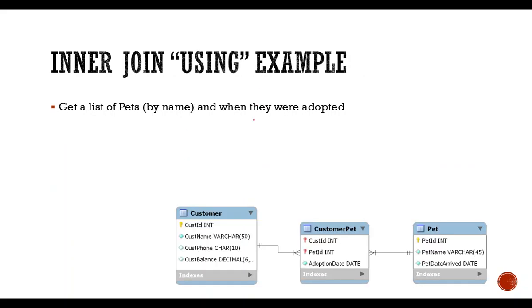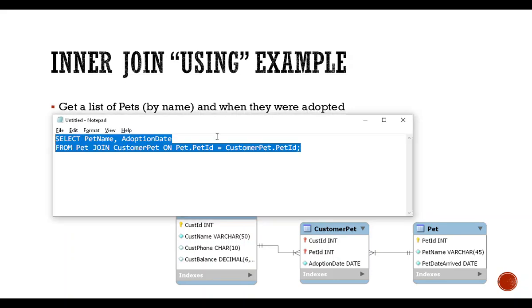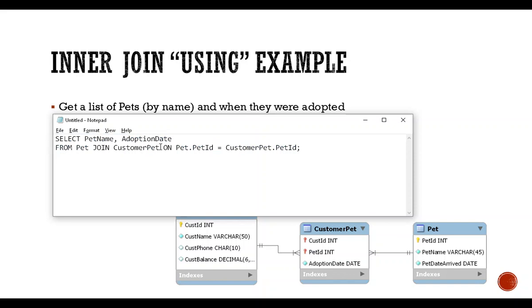We are doing the same thing we did before. In fact, I'll bring up my notepad and I will undo so that you can see on my deletion, this is what we did with on. Remember, we had to say pet dot pet ID equals customer pet dot pet ID, because the same column name was in use. But in this case, we can say using, and then we can get rid of all of the equals, all of this stuff. All we have to do is remember to put our parentheses there.